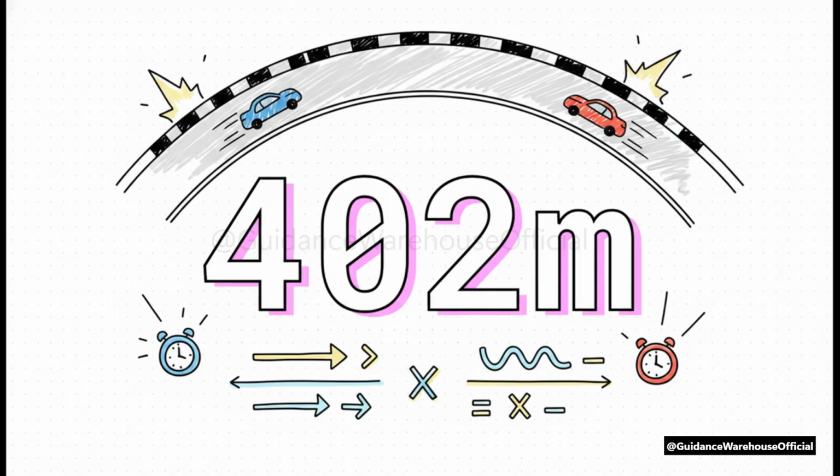402 meters. Now get this. 402 meters is almost exactly a quarter mile, which is the standard length for a drag strip. We literally just used a bit of math to predict the length of the track. I mean, how cool is that?